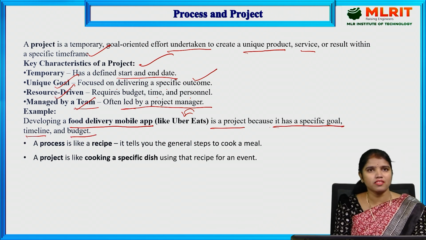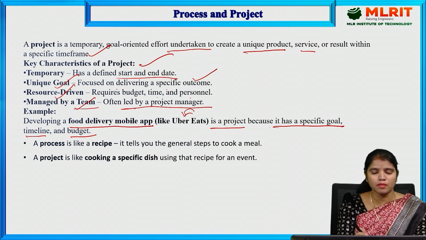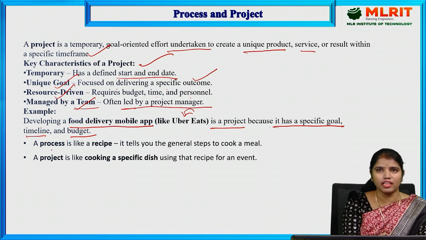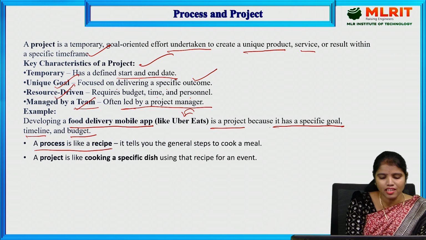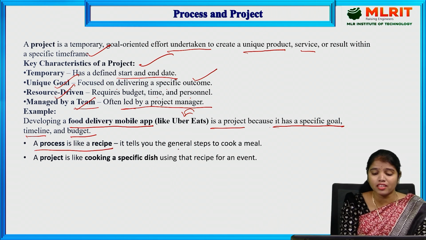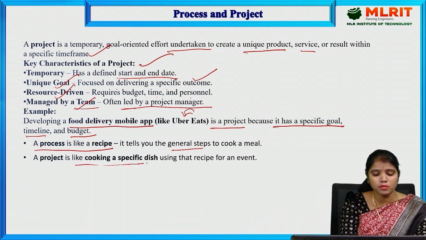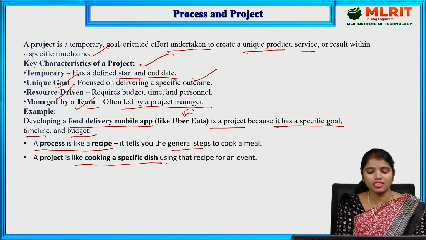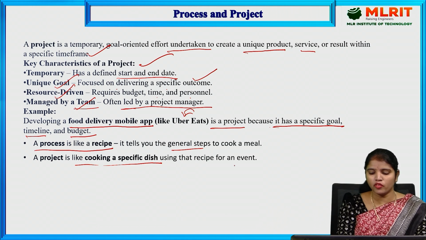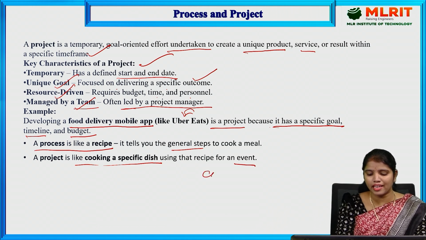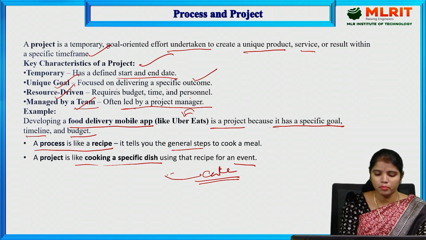What is a process? Let us discuss in a simple way. A process is like a recipe. It tells you the general steps of how to cook a meal. A project is like cooking a specific dish using the recipe for an event. For example, an event like a birthday party. We are making a cake. That cake is a special recipe that comes under the project.